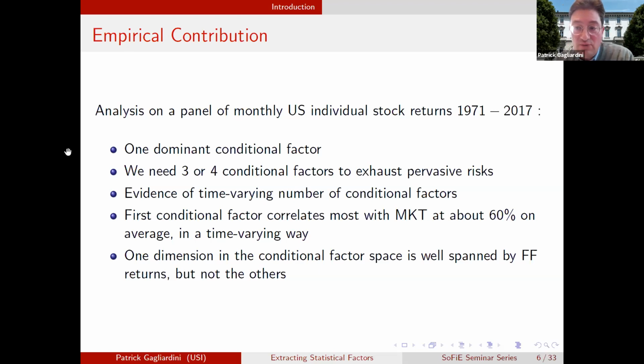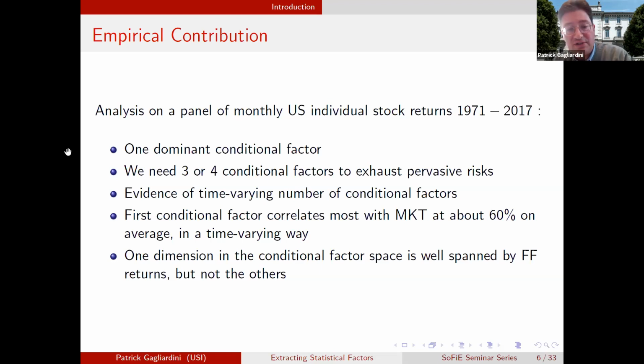We have some evidence that we need perhaps 3 or 4 conditional factors to exhaust the pervasive risk, maybe sometimes less than this in some phases of the market. Indeed, we have some evidence of the time variation for these numbers of conditional factors.